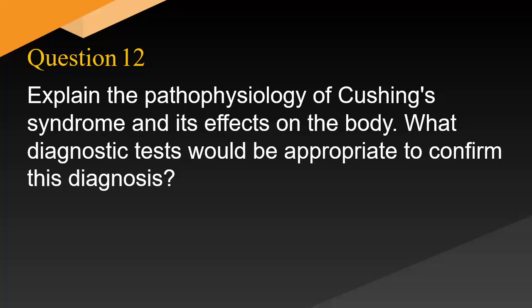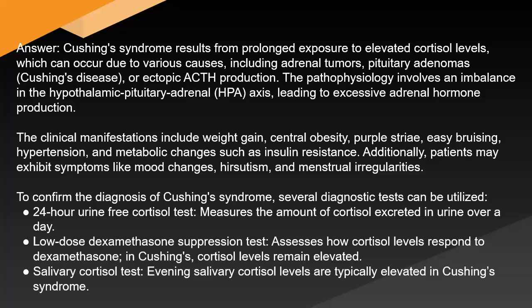Explain the pathophysiology of Cushing's syndrome and its effects on the body. What diagnostic tests would be appropriate to confirm this diagnosis? Answer. Cushing's syndrome results from prolonged exposure to elevated cortisol levels, which can occur due to various causes, including adrenal tumors, pituitary adenomas (Cushing's disease), or ectopic ACTH production.